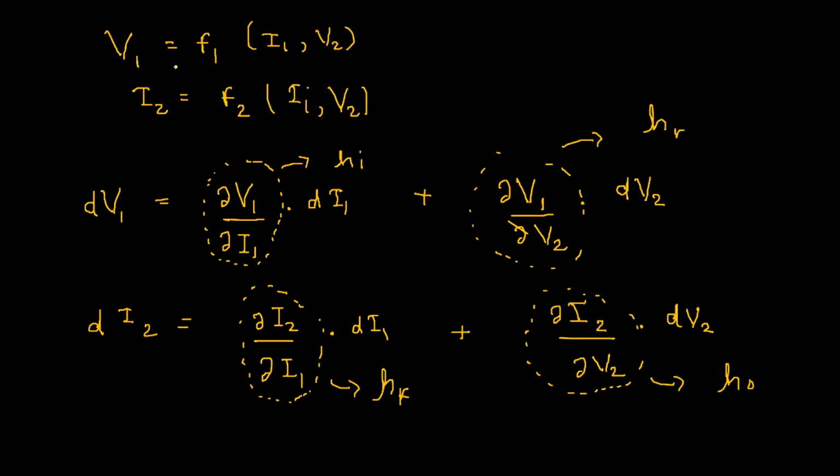So let's say your V1 is a function of I1 and V2, F1, and your I2 is a function of I1 and V2, F2. So if any variable is a function of two other variables, we can write it in this form. dV1 is equal to dou V1 by dou I1 into dI1. And since it's also dependent on V2, we write the same thing with dou V1 by dou V2 and dV2.